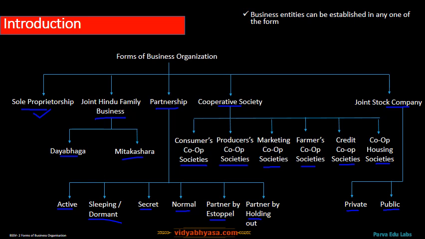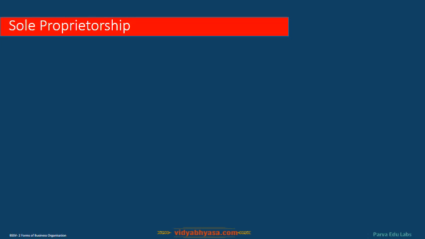So to summarize what we discussed, business entities can be established in any one of the forms based on the entrepreneur's choice. Each form is governed by a respective act: HUF Act, Partnership Act, Cooperative Society Act, Joint Stock Company Act. With respect to sole traders, there are very minimal laws, but other forms of business are governed by an act in India. So let's move to a sole proprietorship.